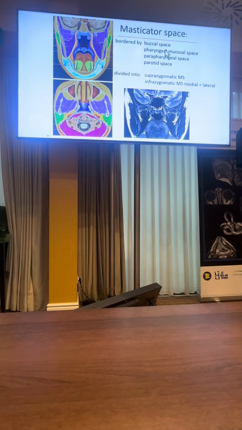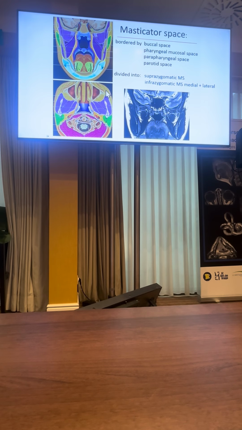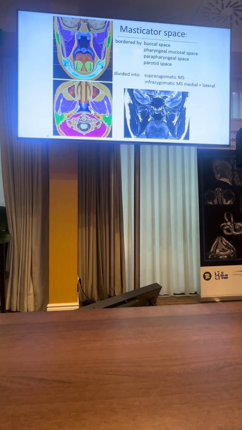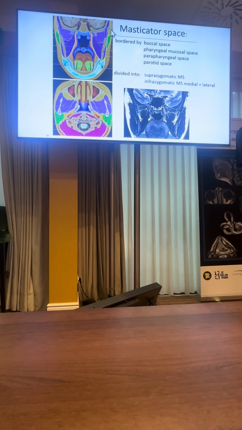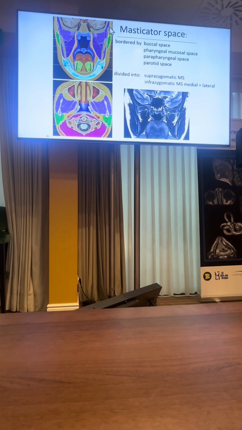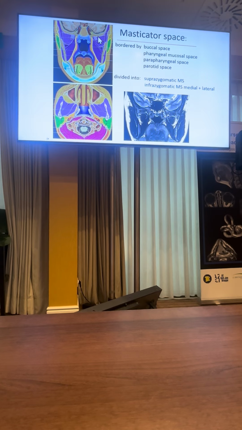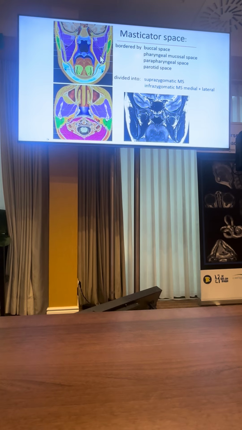Let's talk about the masticator space. So the masticator space is bordered anteriorly by the buccal space. It's lateral to the pharyngeal mucosal space, lateral to the parapharyngeal space, and anterior to the parotid space. We can divide the masticator space into an upper compartment, which is suprazygomatic. You have this zygomatic arch, so it's suprazygomatic, and the major component is infrazygomatic.